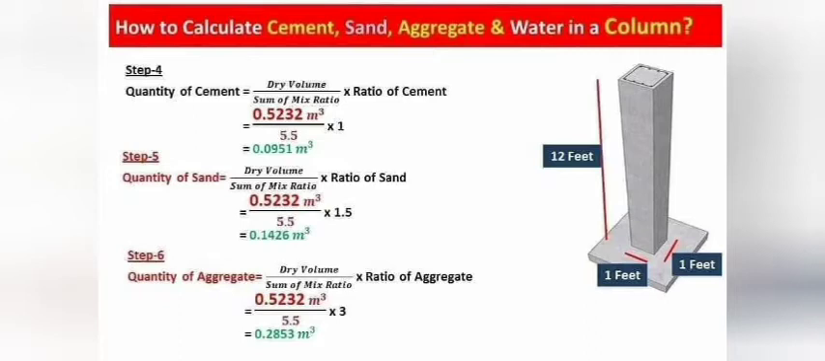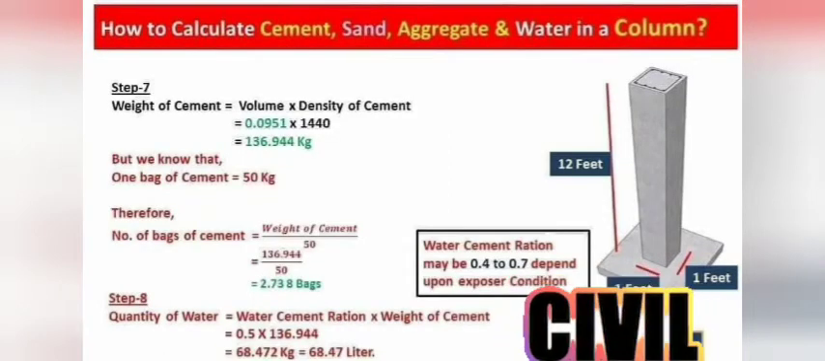Here one thing you need to always remember, that the density of cement is 1440 kg per meter cube. The last one is step 7, that is weight of the cement. Weight of cement is nothing but volume multiplied by density of the cement. Volume is what you got in the previous step for the cement, multiplied by the density of the cement, 1440 kg per meter cube. Meter cube will cancel. Finally you will get 136.944 kg.